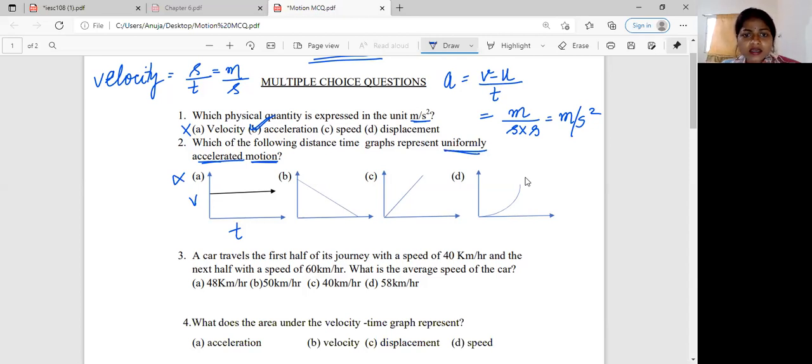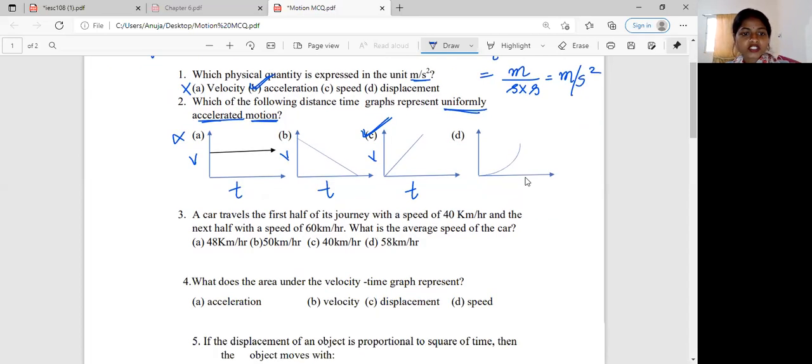Next we see that velocity is decreasing, or the speed of this object is decreasing with respect to time. So this cannot be the correct answer. Next one, velocity is increasing with respect to time, and velocity is increasing uniformly with respect to time. Equal velocity is increasing in equal intervals of time, and this is also a straight line graph. So this graph represents uniformly accelerated motion.